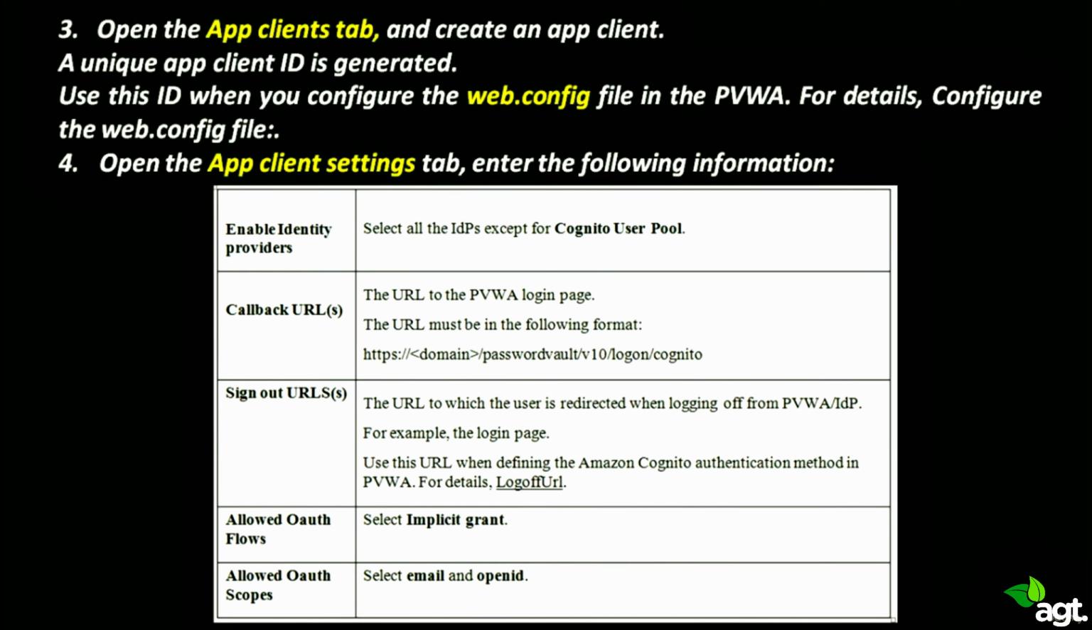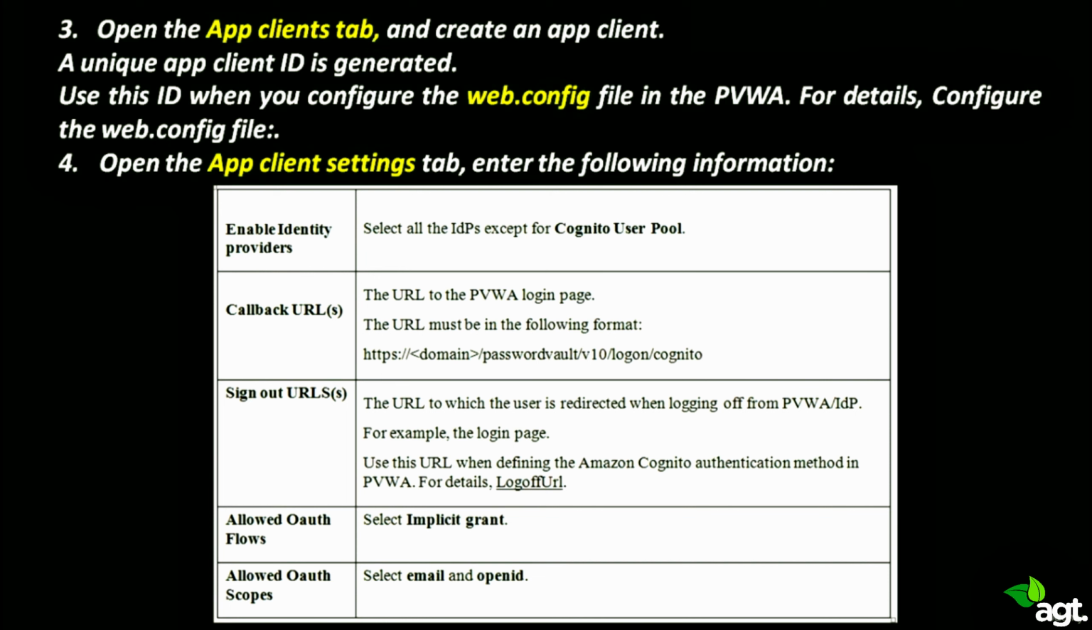So select all the IDPs except for Cognito user pool, and the callback URLs, like the URL to the PWA login page. The URL must be in the following format: http:// (hypertext transfer protocol), your website, /PasswordVault/v10/logon/cognito, like that.